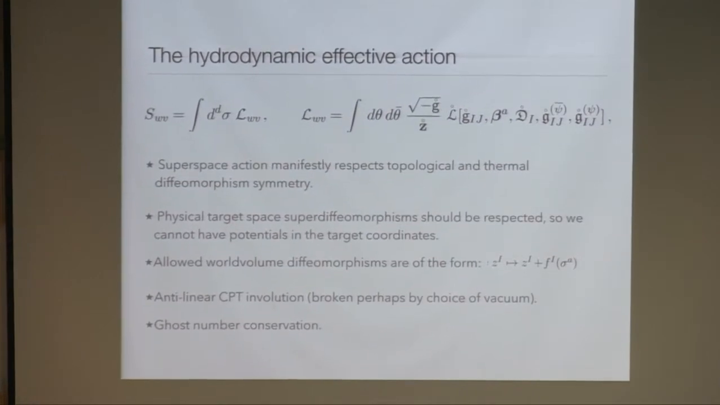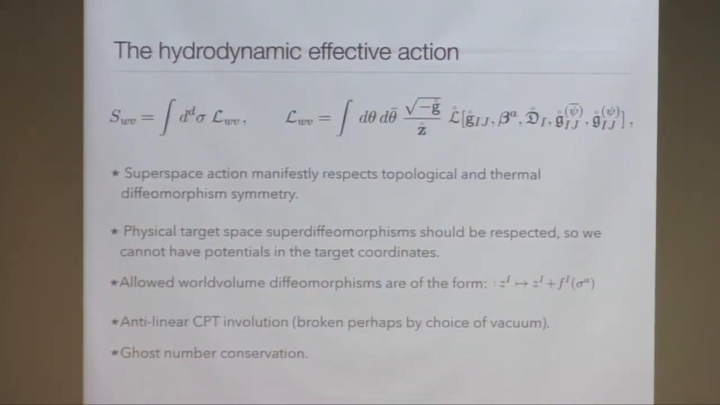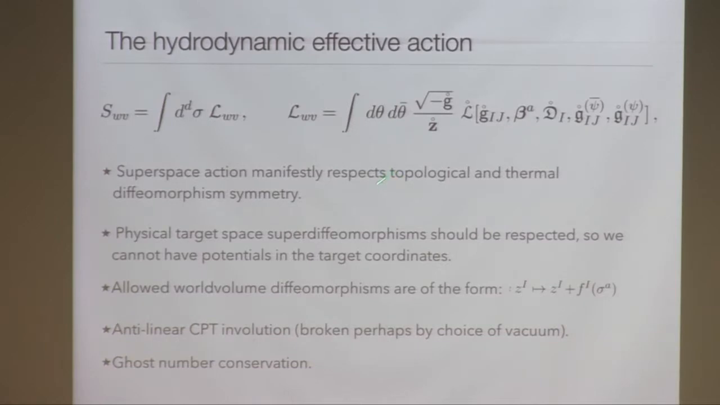It has to respect topological and thermal diffeomorphism symmetry. The fact that it is a superspace integral respects the topological symmetry. And the thermal diffeomorphism symmetry means that everything that you see inside this Lagrangian better be gauge covariant and indices are appropriately contracted. In addition, because it's a fluid, we should respect target space diffeomorphisms on the fluid. One point on the fluid is no different from some other point in the fluid, so that's the symmetry of the fluid. Which in particular means that you can't write down potential terms in space-time.